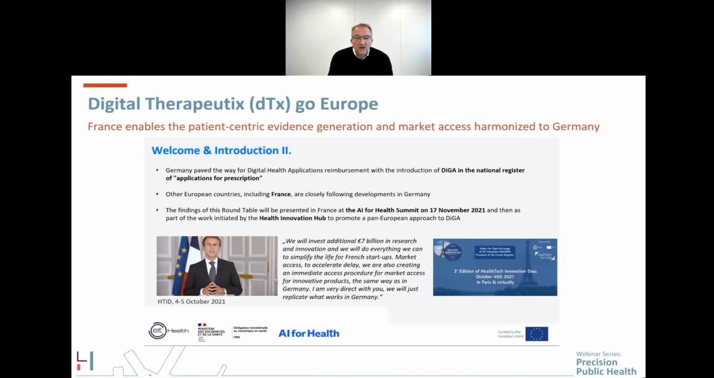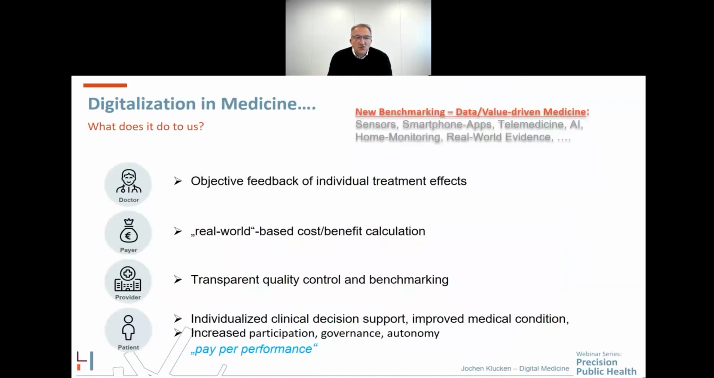So therefore, we know what needs to be done. But let me finish by asking you, what does it mean to us? The doctor gets an objective feedback on his treatment effect. The payer knows what he invests the money for. The provider all of a sudden is facing a new benchmarking system because the patient knows which hospital or which healthcare provider treats this patient best. And what happens to the patient? Well, we participate in healthcare much better as patients, as people, as society.